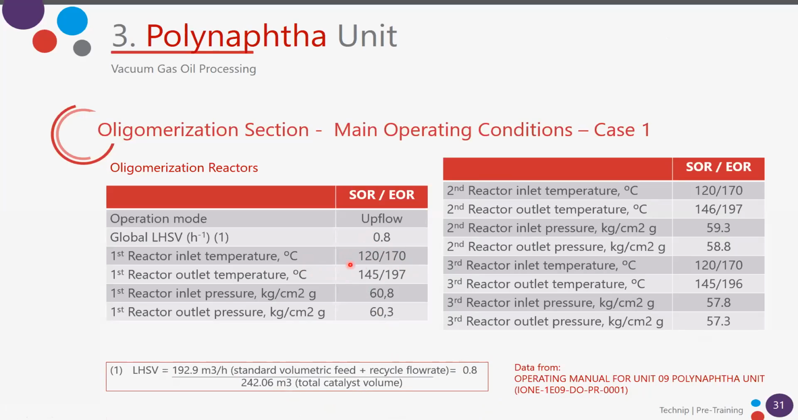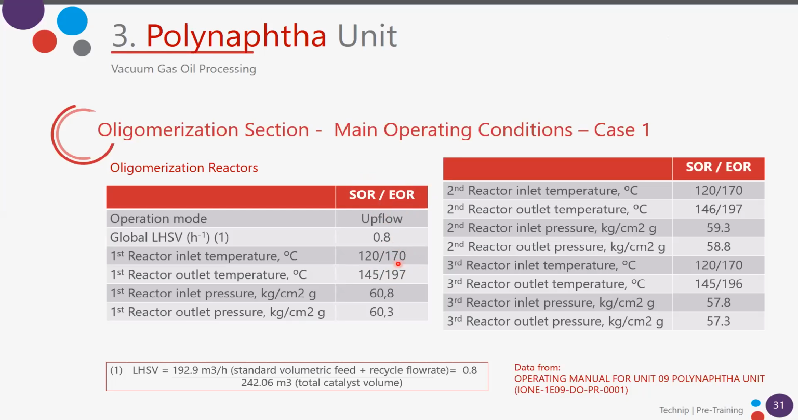We have here the reactor inlet temperature at the start of run conditions for the first reactor. And you have here the outlet temperature, so you see the increase of temperature due to the reactions. They are exothermic reactions. And then you will see also the temperature of the first reactor at the end of run condition. Remember, start of run is when you have fresh catalyst, and the end of run is when you are close to the deactivation of the catalyst.